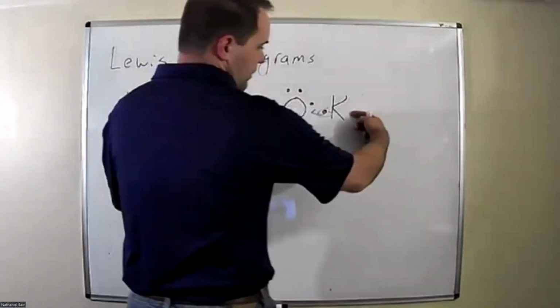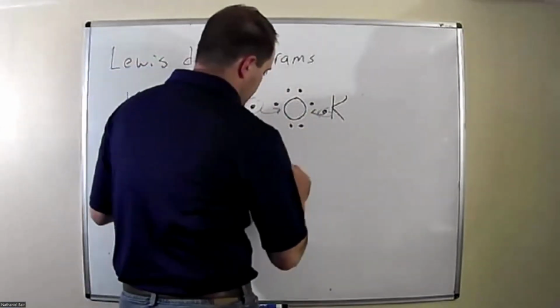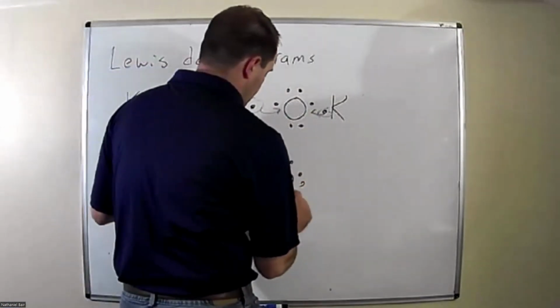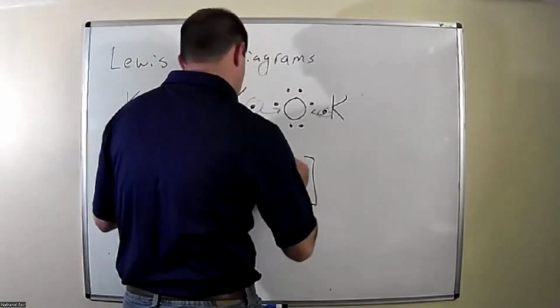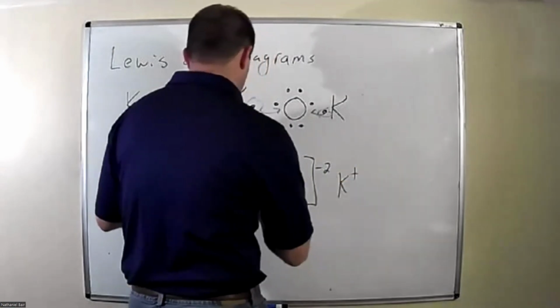Electrons going from the metal to the non-metal. We're left with an oxygen in the middle that's got a full octet. And these potassiums are rocking a plus 1 charge.